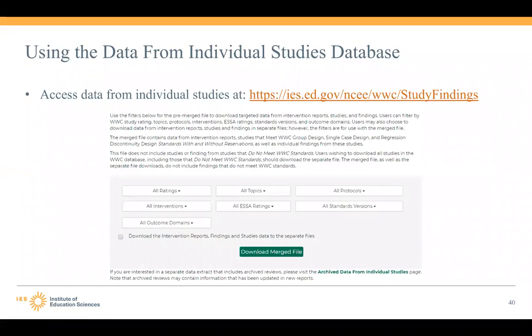So you can also use the Data from Individual Studies database. There are 7 categories that let you filter for targeted results in a pre-merged file that contains all of the data from intervention reports, studies, and findings, and this is new since about this time last year. You can filter on ratings, topics, protocols, interventions, ESSA ratings, standards versions, and outcome domains. So if you want to download the file separately, you can still do that by clicking the radio button below, and the filters will go away.